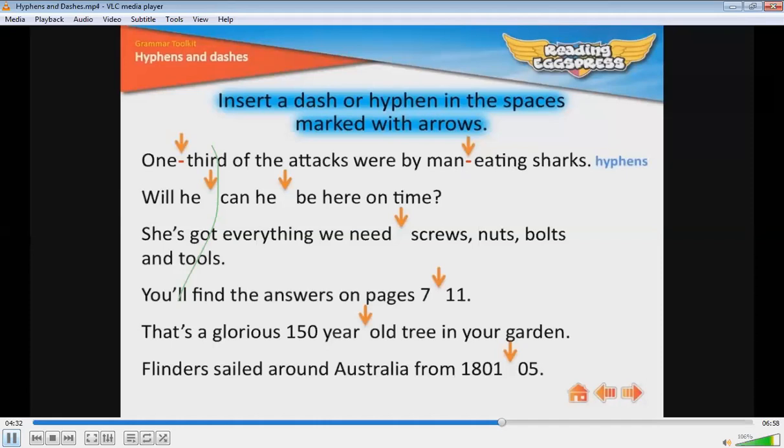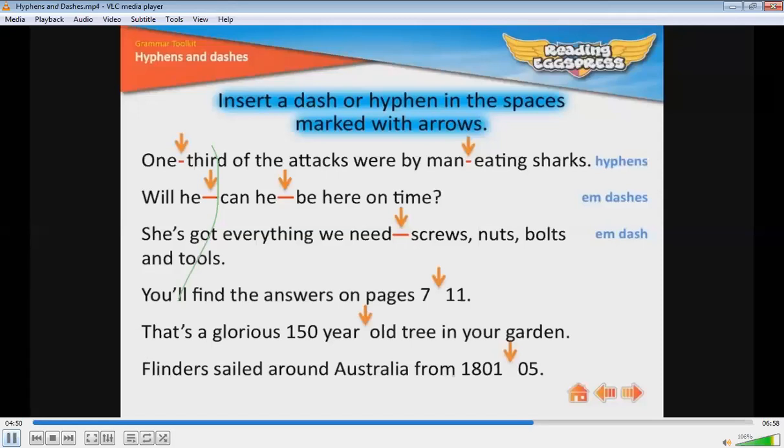"Will he, can he be here on time?" This requires M dashes, because the M dashes here are used like parentheses and used as a pair. Take care, M dashes, the longer one. When you were discussing, I accepted you saying dashes because I don't want to embarrass you or confuse you between the M and N dashes. Now, here we are having M dashes, and even here in that word, it's M dashes. I will tell you why, but let's continue.